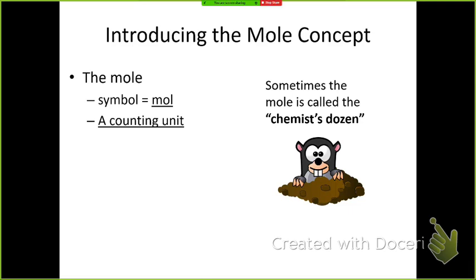It is a counting unit. So it's sort of like the word dozen. So when we say dozen, we mean 12. When we say mole, we mean a number. But it's a big number, right? It's 6.022 times 10 to the 23rd. A very, very large number.